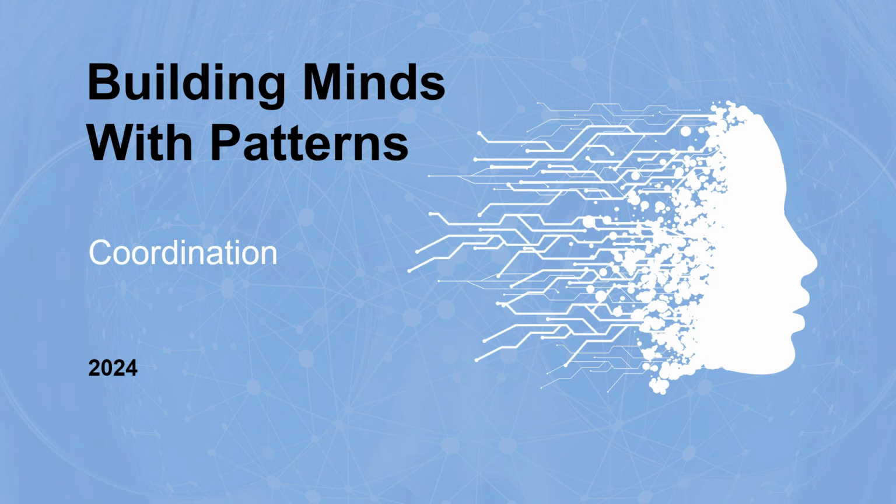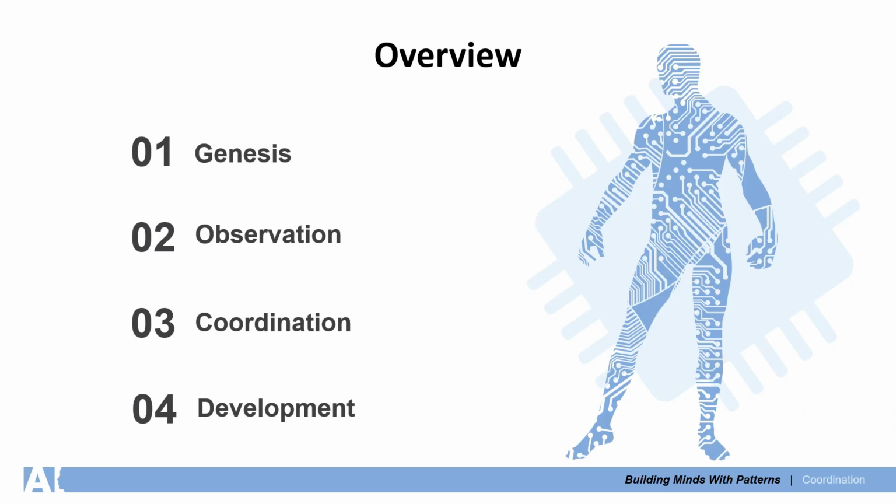This talk in the Building Minds with Patterns series is about the coordination of an artificial mind with its reality. This is the second talk in a three-part series covering the genesis of an artificial mind, the process of observation, the coordination of a mind with its realities, and the development of an artificial mind from infancy through adolescence.